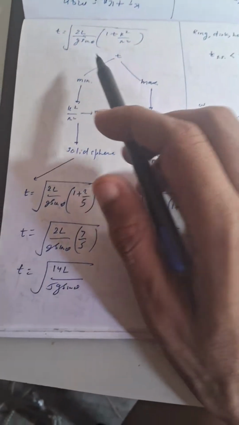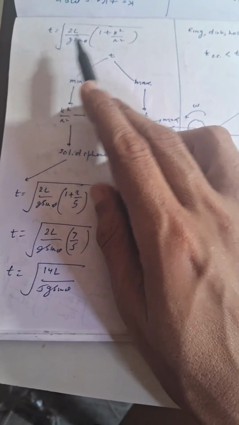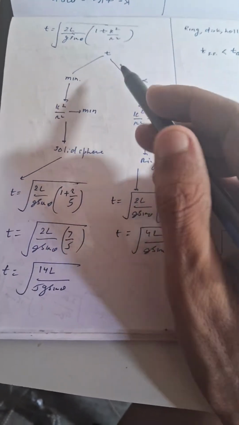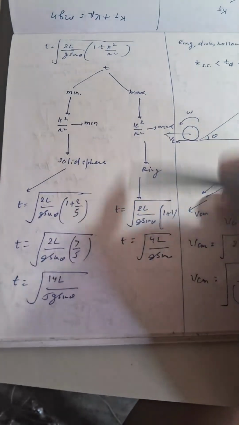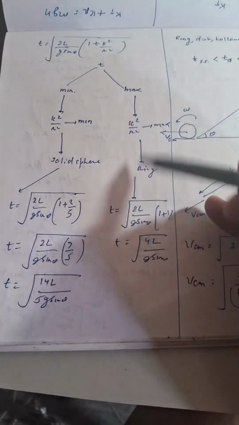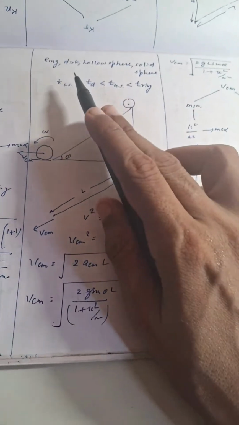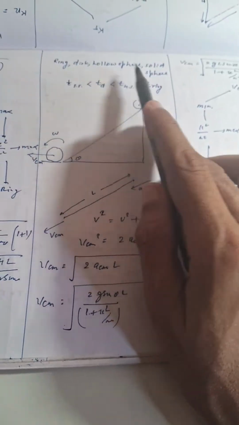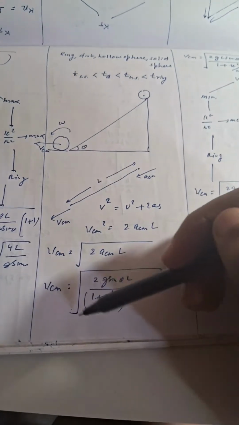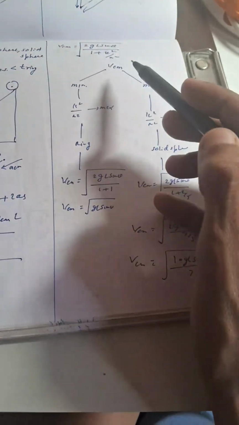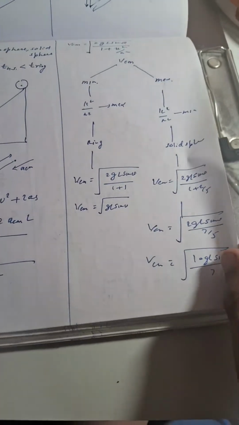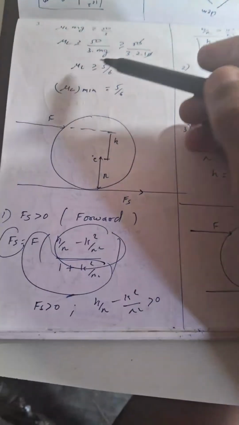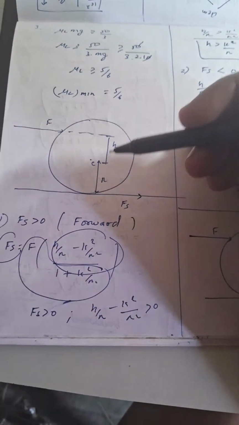Then we have another sample on calculation of the time taken to move from top to bottom of the inclined plane, conditions for minimum and maximum time, calculations for maximum time, minimum time, calculations for solid sphere and ring, then analysis for variation of time for ring, disk, hollow sphere, solid sphere, then calculations for velocity of center of mass, analysis of velocity of center of mass for minima and maxima, conditions for minimum and maximum speed of the center of mass. Then we have another problem based on calculations of minimum coefficient of friction.